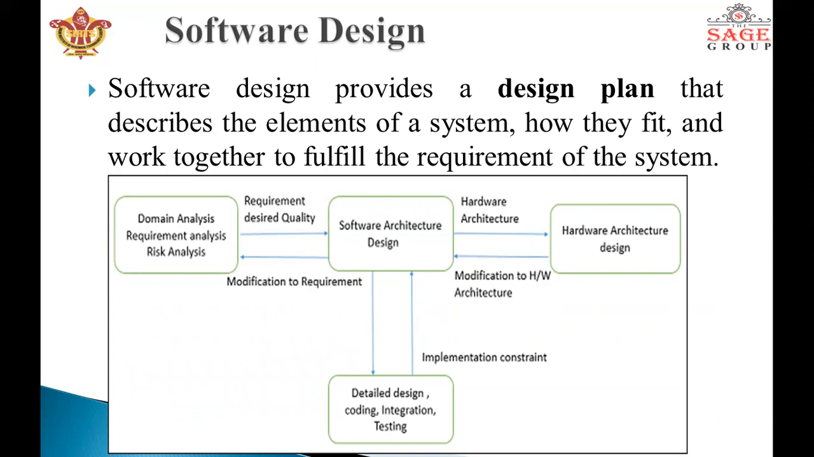First one is domain analysis, requirement analysis, risk. Software architecture design also makes a change in the domain analysis, requirement and risk analysis, and also hardware architecture design, and detailed design, coding, integration, testing. So if any kind of requirement is needed at the time of designing, then we can easily modify it; we can put in the requirement we want to change, and the requirement will be fulfilled, right?